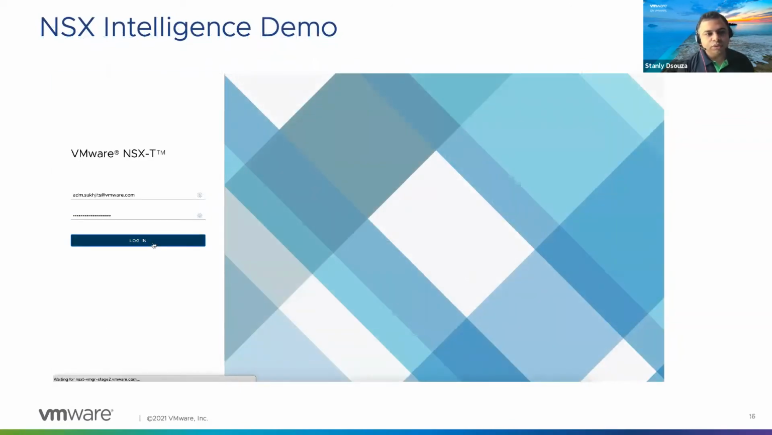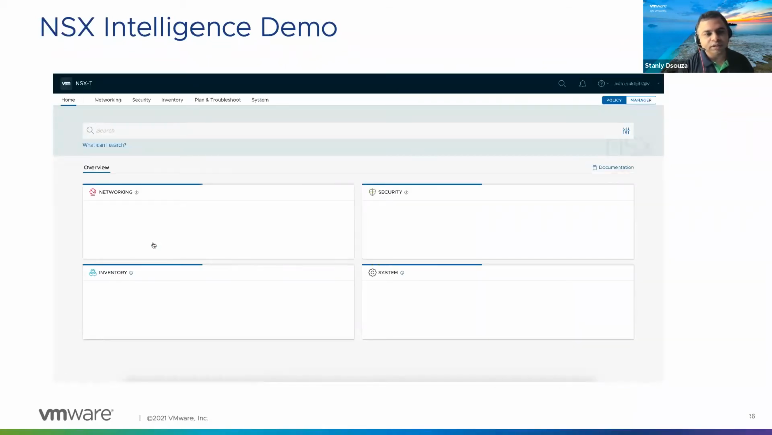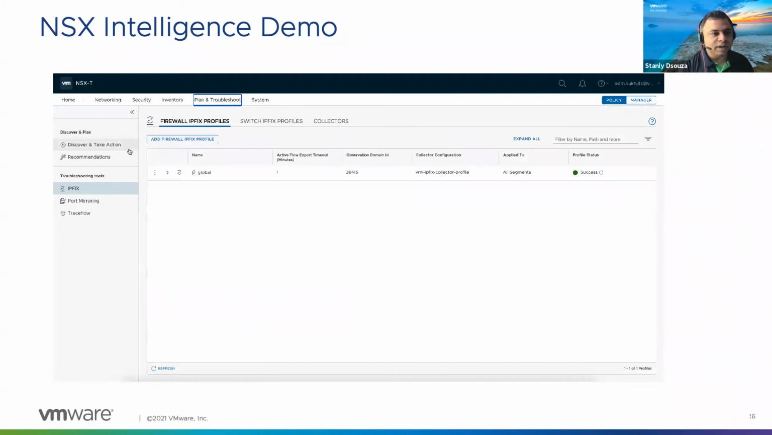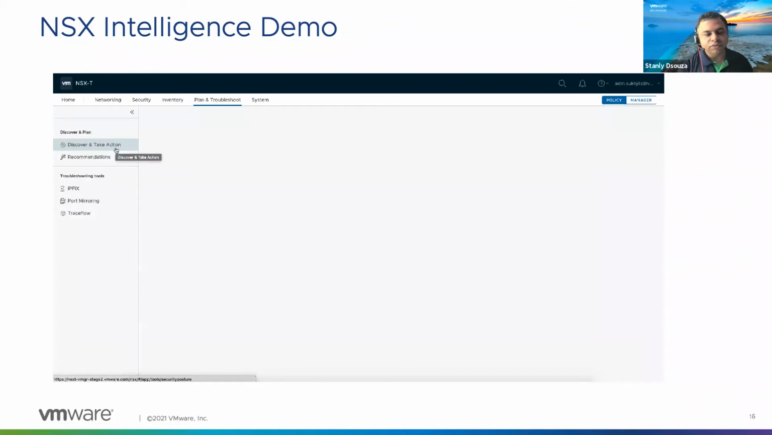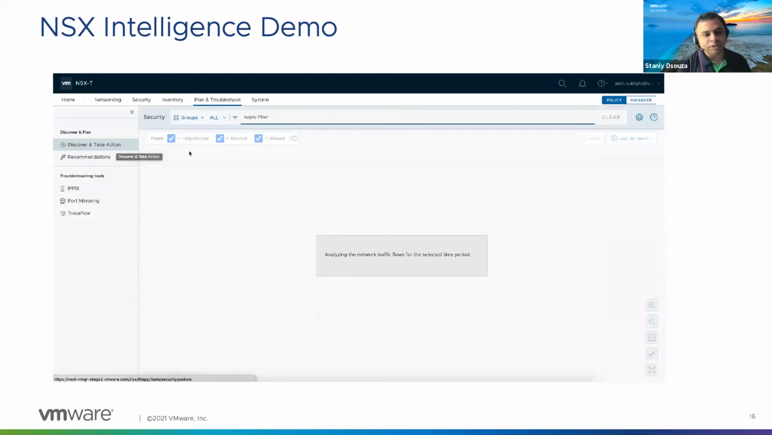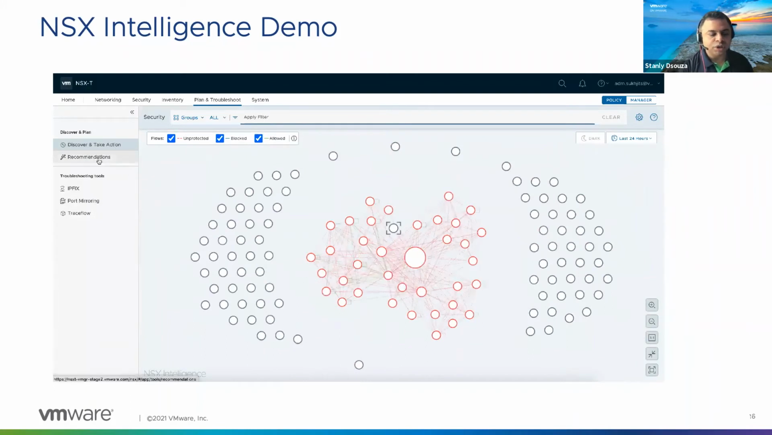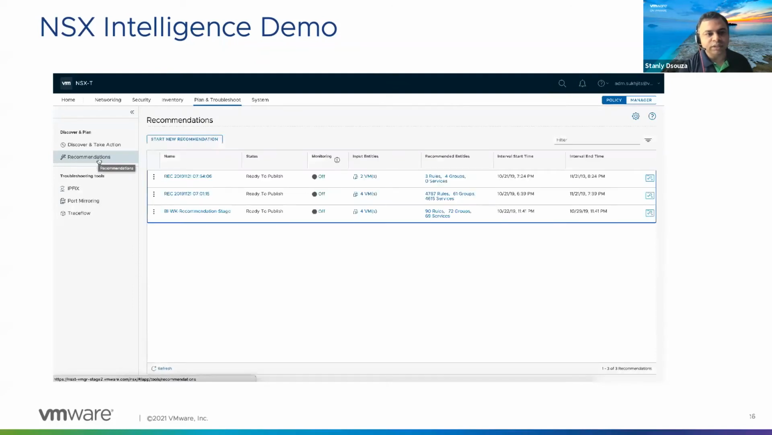So let's log in to our NSX-T appliances. Once we log in, the dashboard gives us very detailed, high-level information. But for the demo, we'll just go to Plan and Troubleshoot, and then Discover and Take Action. Here, it gives us a very high-level graphical representation of how our network looks like. We can further drill down into this graphical representation. But for now, for the demo, we'll just look at how we are going to get recommendations from NSX Intelligence.